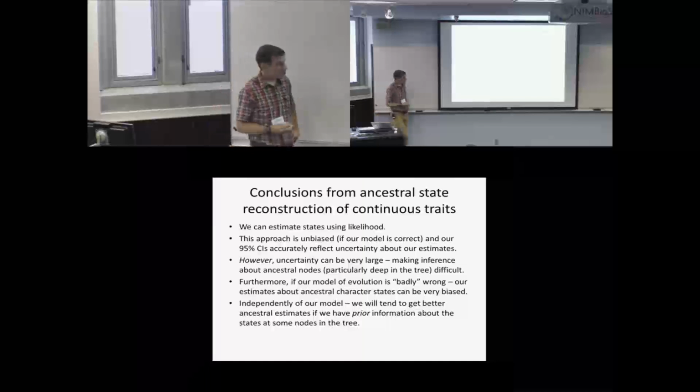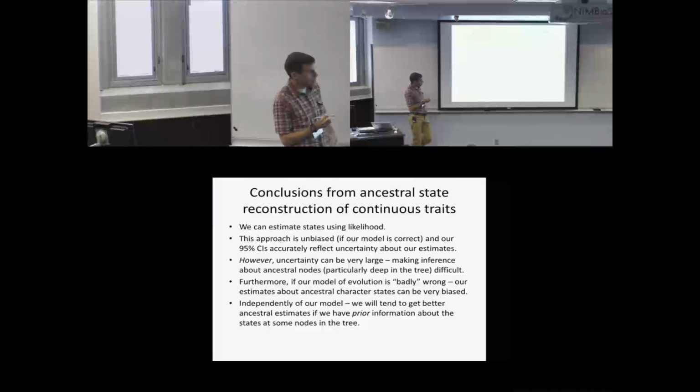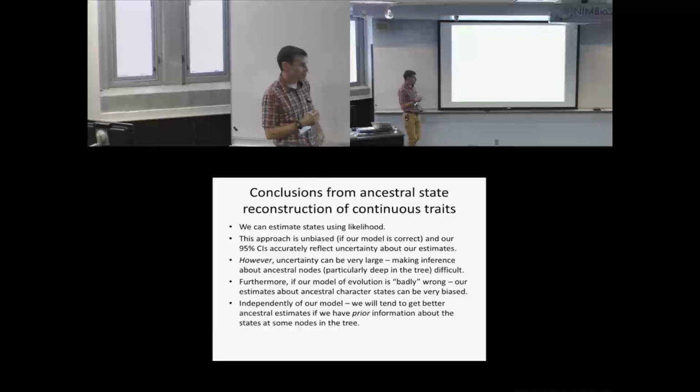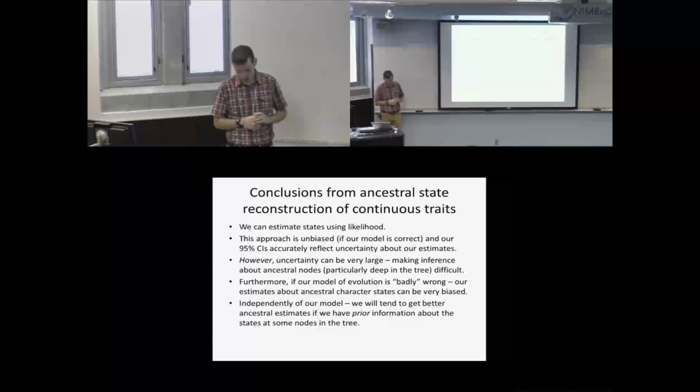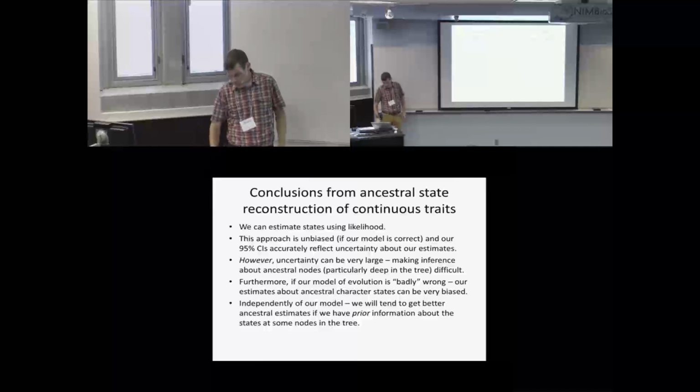And then finally, independently of our model, we tend to get better estimates if we have prior information about some states in the tree. And that prior information might come from another discipline like paleontology, the fossil record.